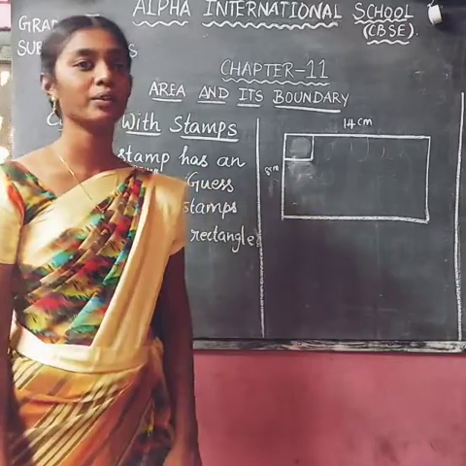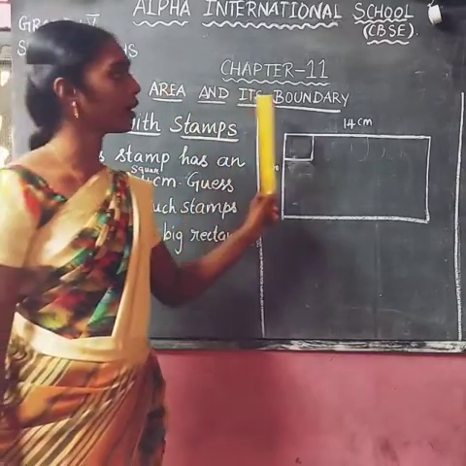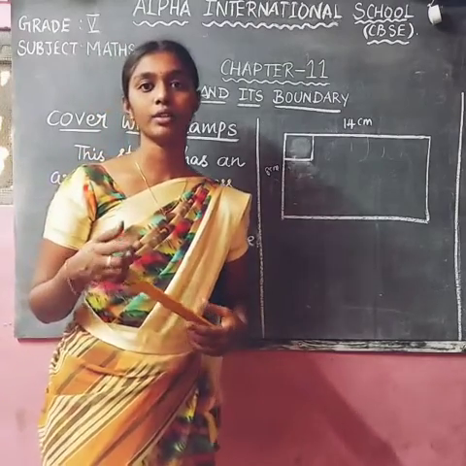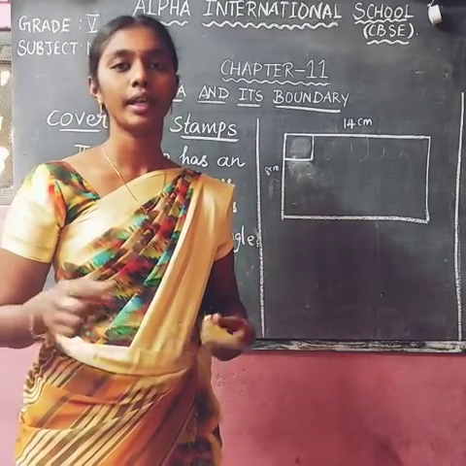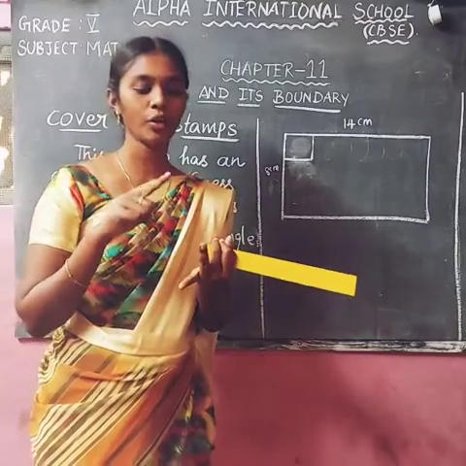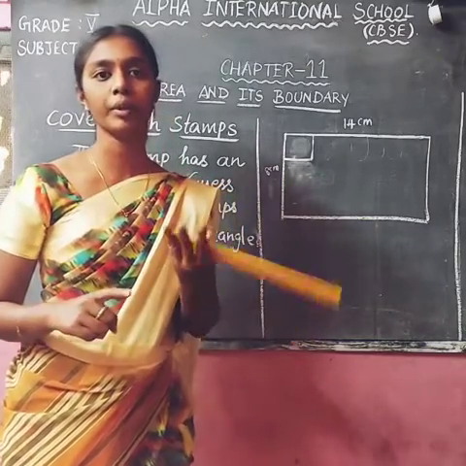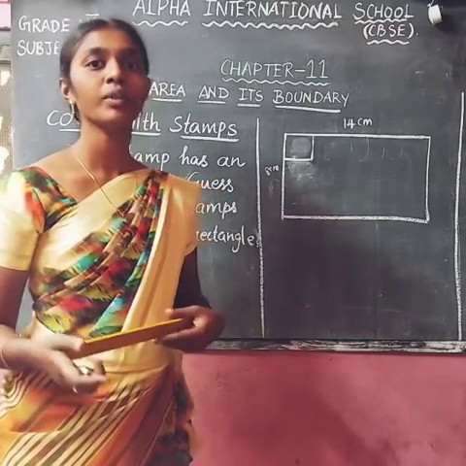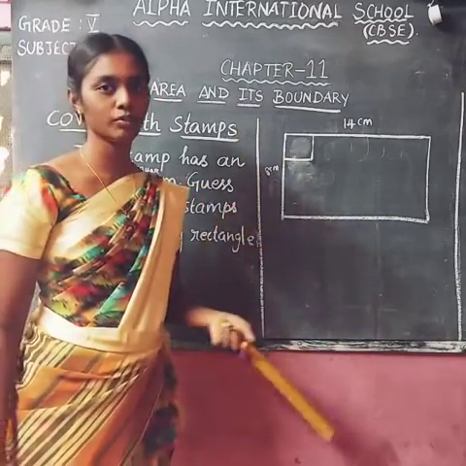Today's class we are going to discuss chapter 11, area and its boundary. Last class itself I taught you the formulas for area of square, area of rectangle, perimeter of square and perimeter of rectangle. I think you all can recall what I have taught you. Today's class is the continuation of that only.